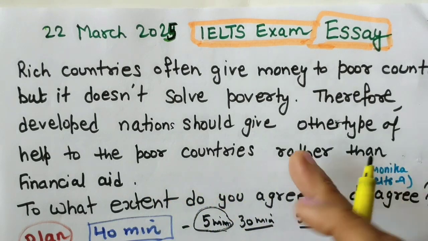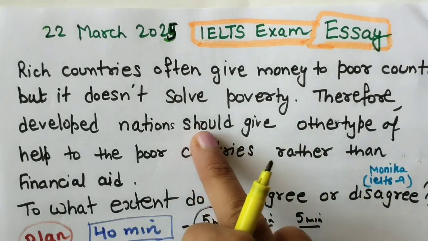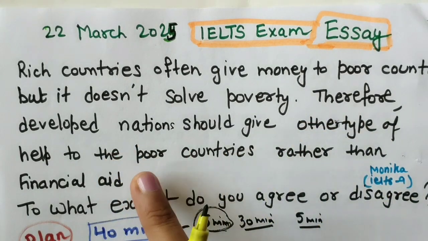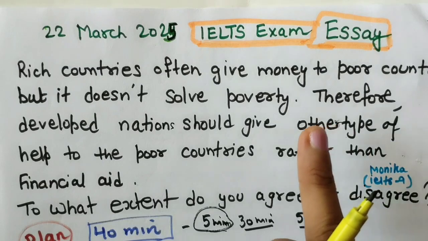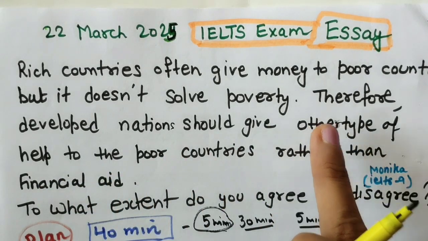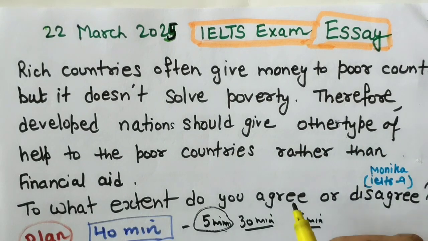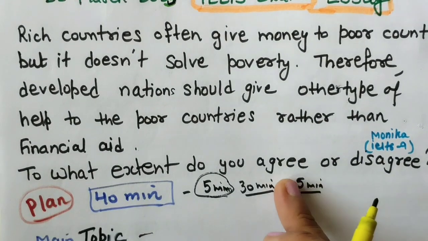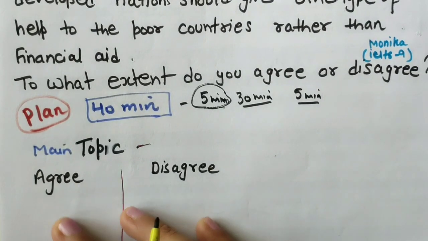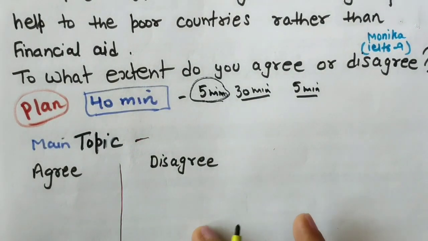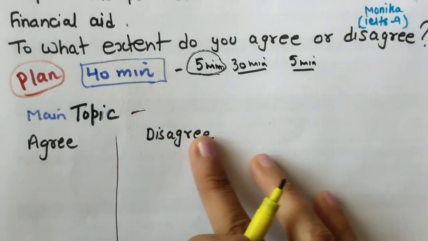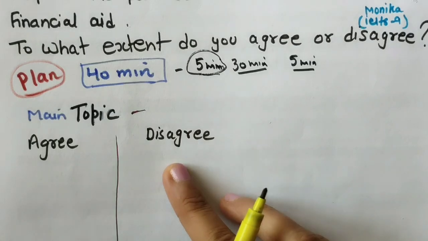If you agree, then you will be saying that other type of help is required instead of money. And if you disagree, then you will be saying no, financial assistance is more important as compared to other type of help. So you need to discuss, and if you are confused, then please write down 2 or 3 points for both sides. If you have developed more points for disagree, then you write your essay with disagreement.